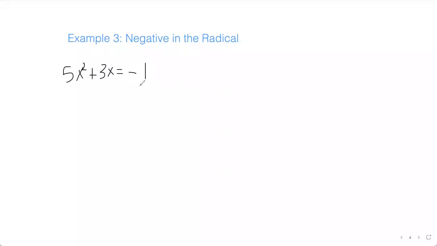Okay, so in this situation, remember that just like with factoring, we can't start solving this until we have it equal to 0. So we're going to want to add the 1 over. I just wanted to show this to you in case you see it. We're going to add the 1 over, and so we're going to get 5x squared plus 3x plus 1 equals 0. Okay, so if you see this, move it on over, set it equal to 0, and then go.